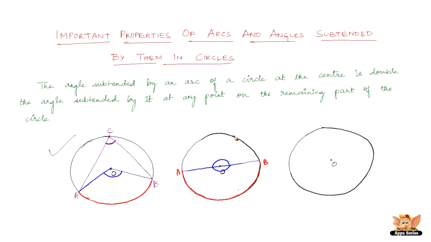Let's choose a point, and join this to A and B as well, and name it C as usual. So the angle AOB is 180 degrees, and according to the statement, angle ACB should be half of this, or angle AOB should be double the size of angle ACB. So we've got this as well: the angle AOB is exactly double the angle ACB, according to the statement. So we're done with this as well.